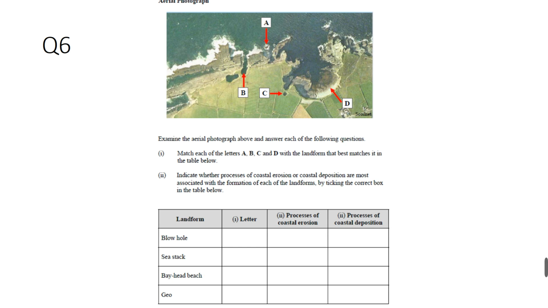More matching exercises. This time we have to match the letter and then say whether it was a process of erosion or deposition. This is the same image that you saw before, but they're pointing at a few different things. The blowhole is C, and that's erosion. The sea stack is A, and that's erosion. We haven't done bayhead beaches yet, so I'll leave that to last. The geo, if you remember, is a narrow inlet at the coast. That's B, and that's erosion, which leaves us with beaches, and those are formed by deposition.